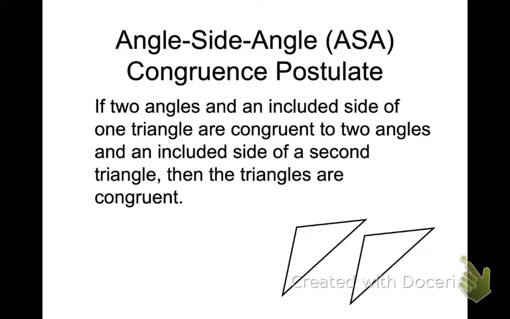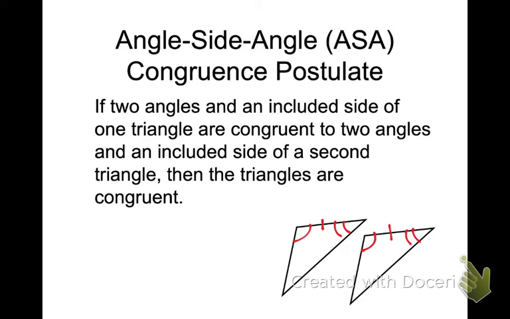Okay, so let's put markings down on those triangles to see what that would look like. So if I did a single arc in that top left angle, and then a double arc in the top right, where would the included side have to be? Top left or right? Top. Does everybody see that? So that would be your angle side angle.